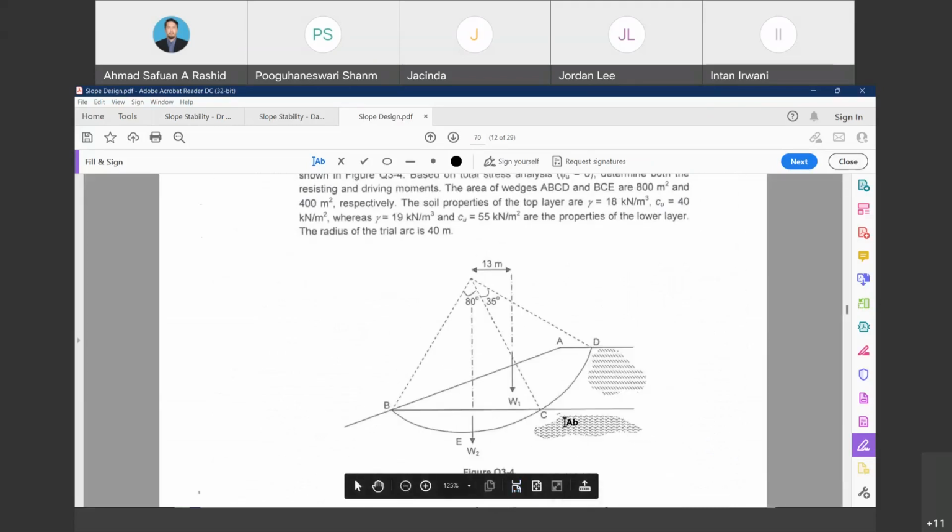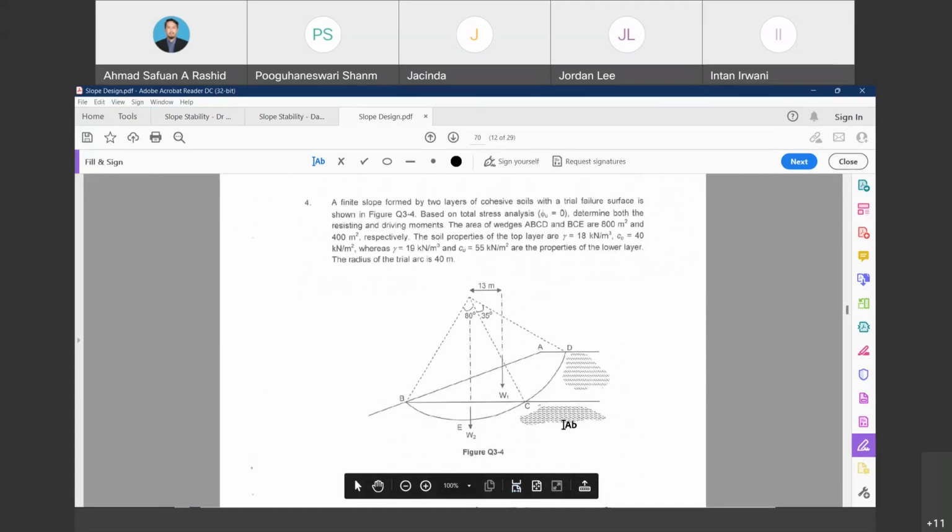Okay, we look at these two examples before we end the class. The first example is for two types of layer of soil. However, if we have two types of layer of soil, it is not homogeneous. It is not what we call a true circular type of failure, because the soil is not homogeneous. But for the sake of analysis, we assume it is a circular type of failure.